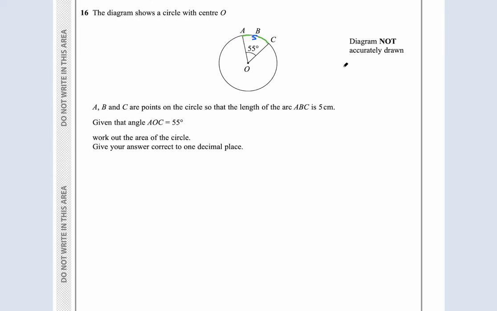Right. To find the area of the circle, we need pi, which we know, and we need the radius. Do we have the radius? No, we don't. So your first thought should be right.